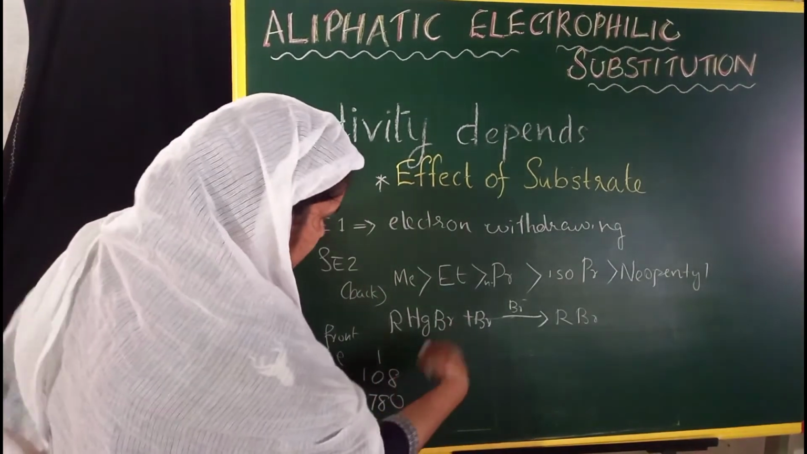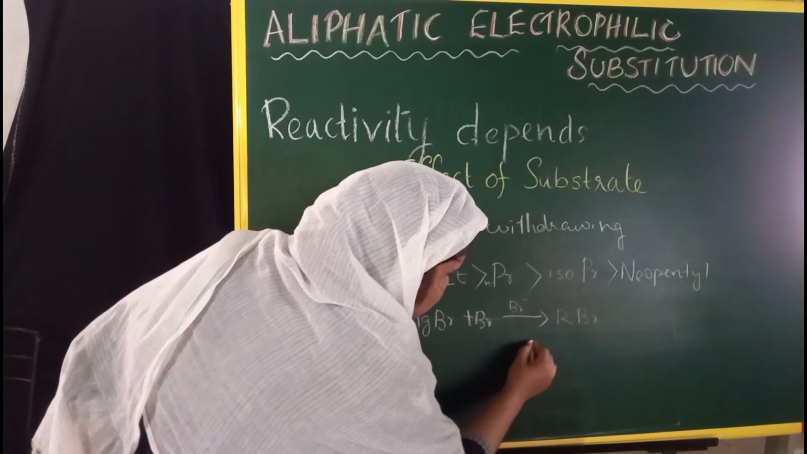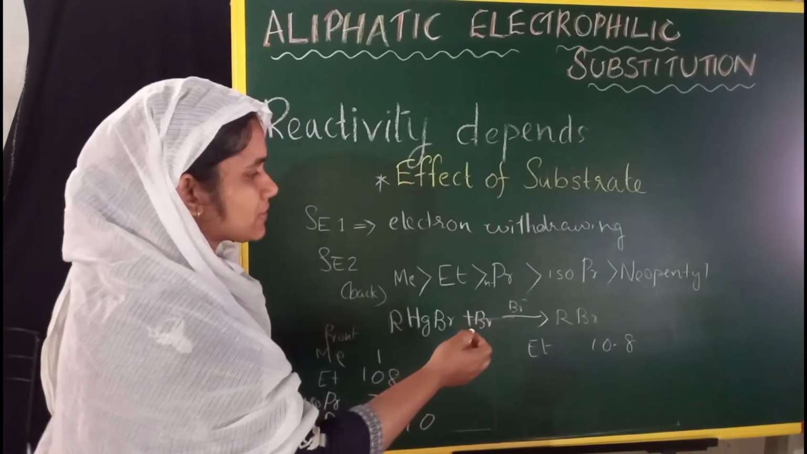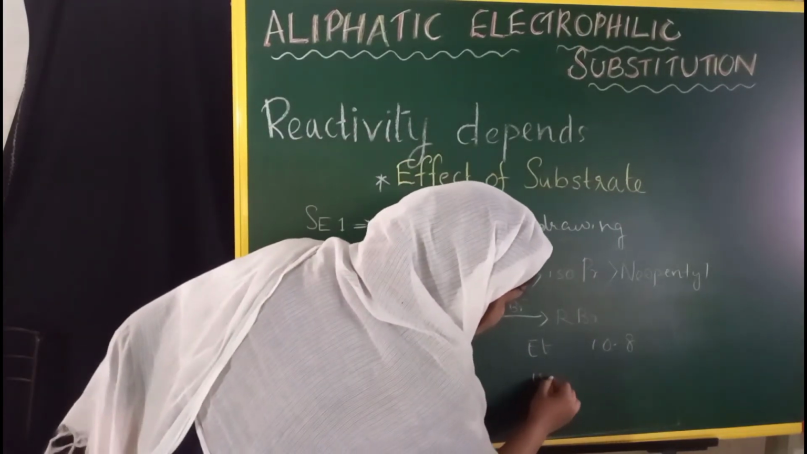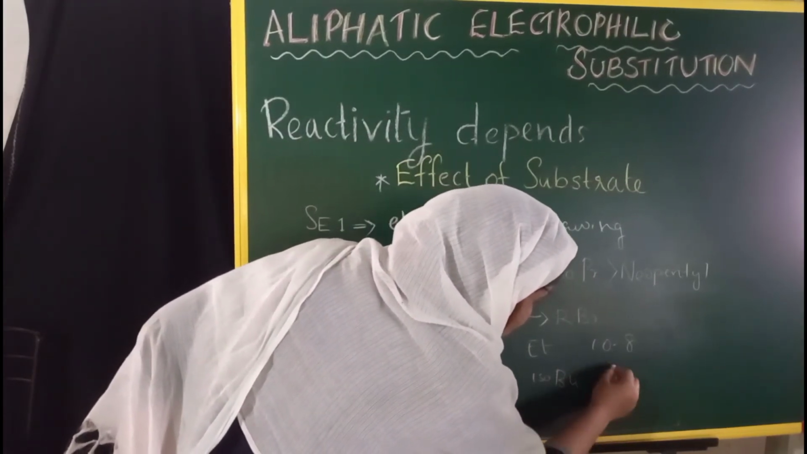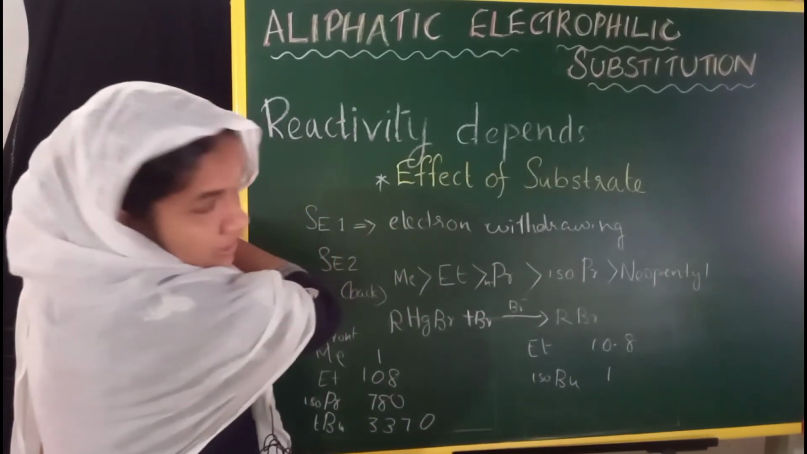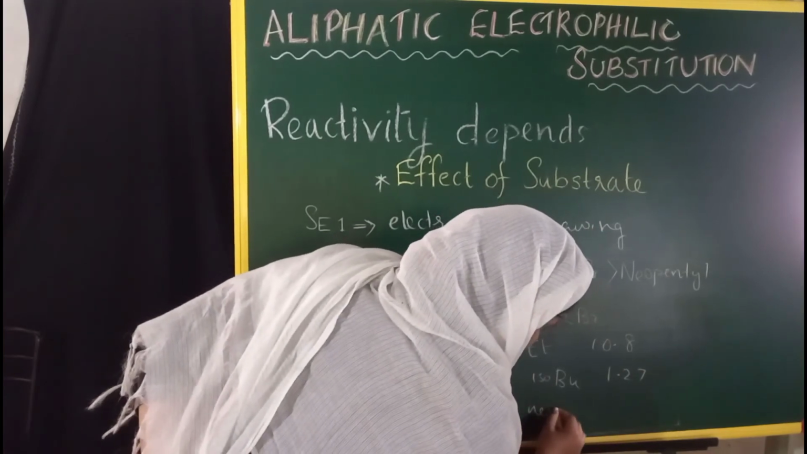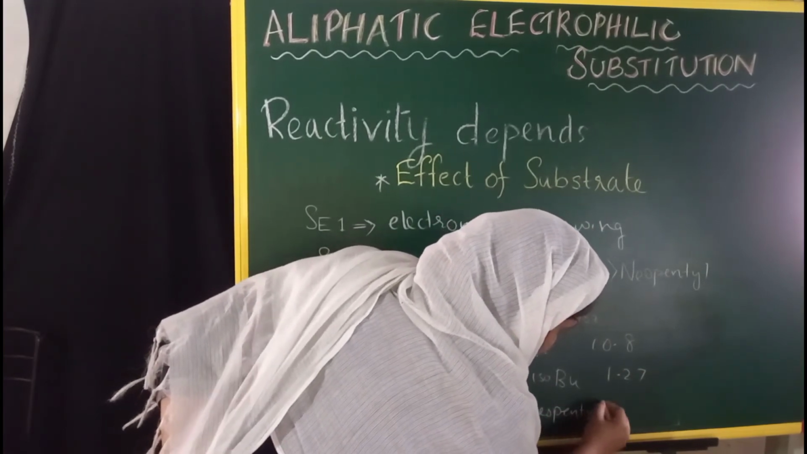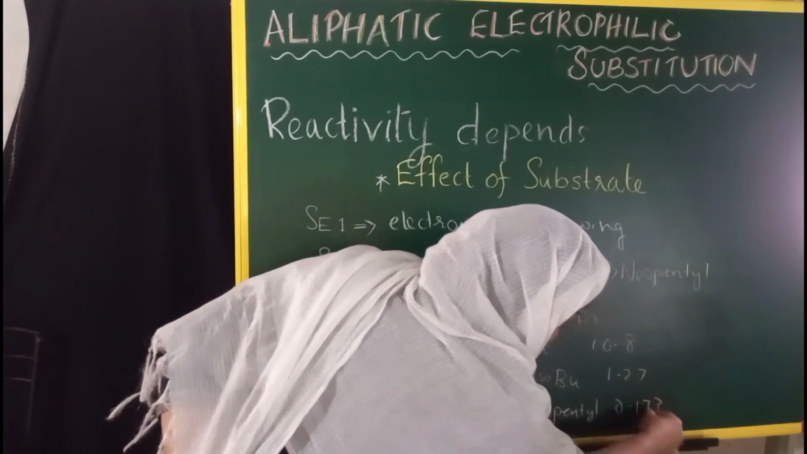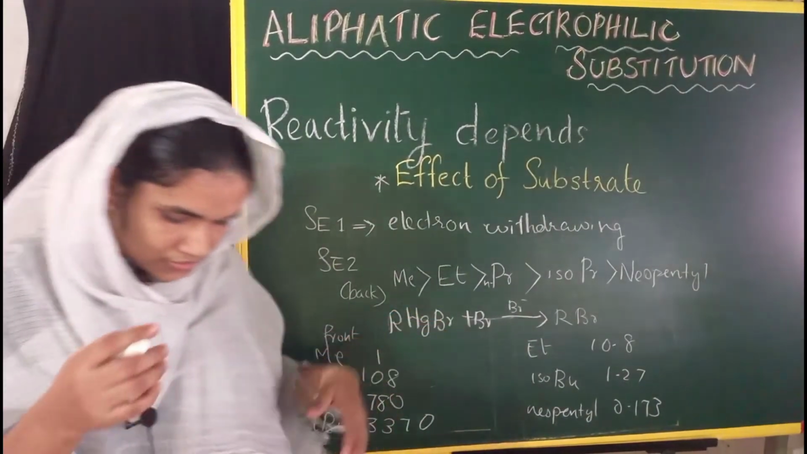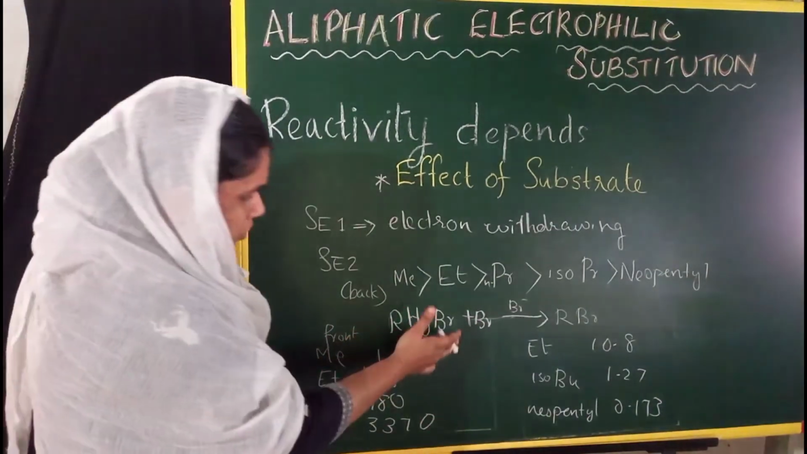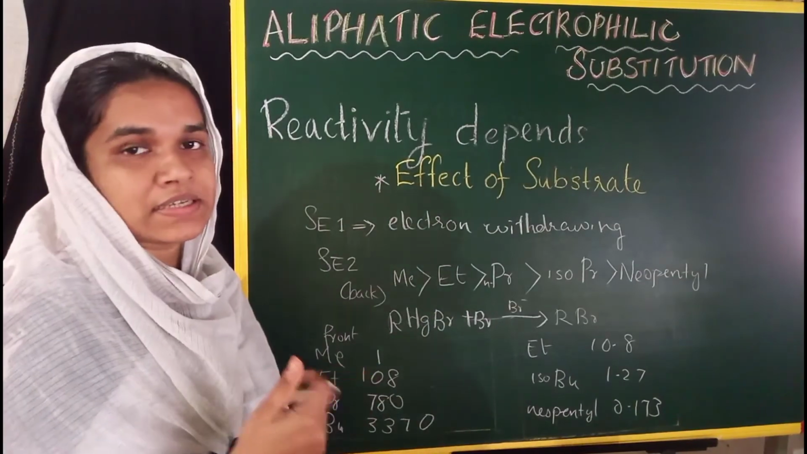Then in the case of beta branching, taking ethyl, its relative rate is 10.8, then isobutyl, where the branching is at the second position, 27, then neopentyl 173. Here the reactivity is actually decreasing. This is because of steric reasons.